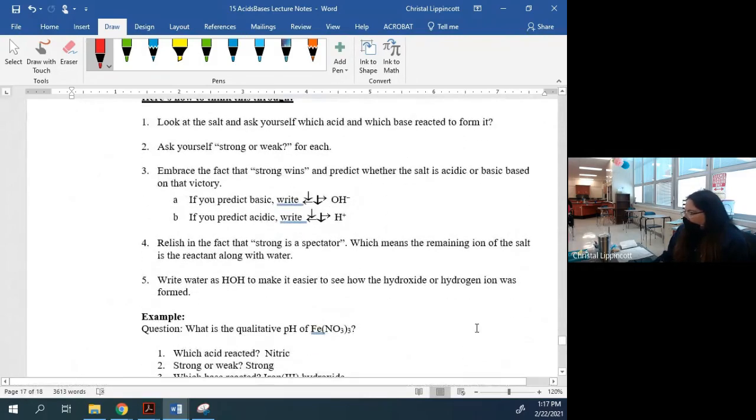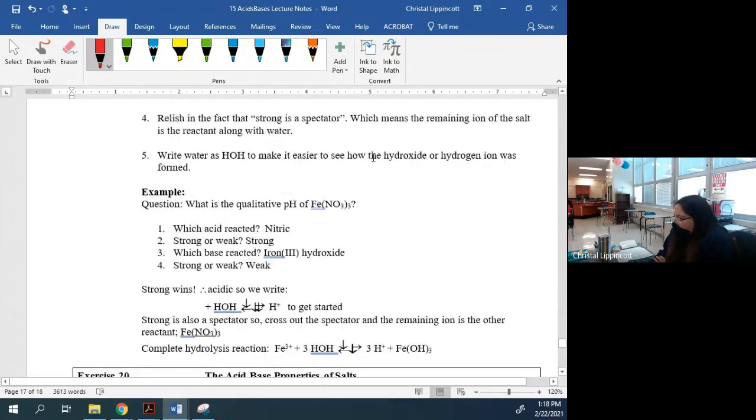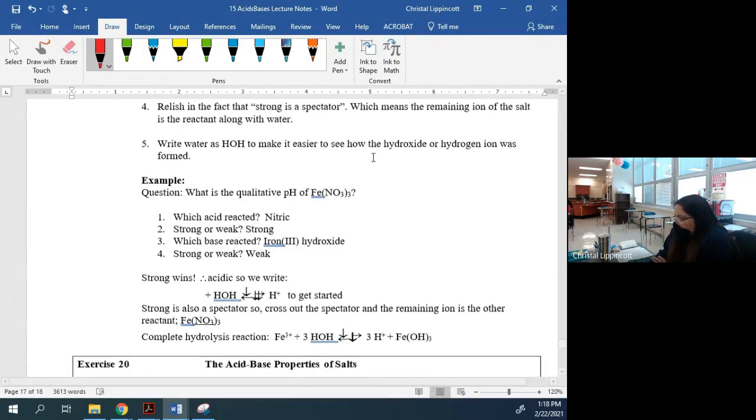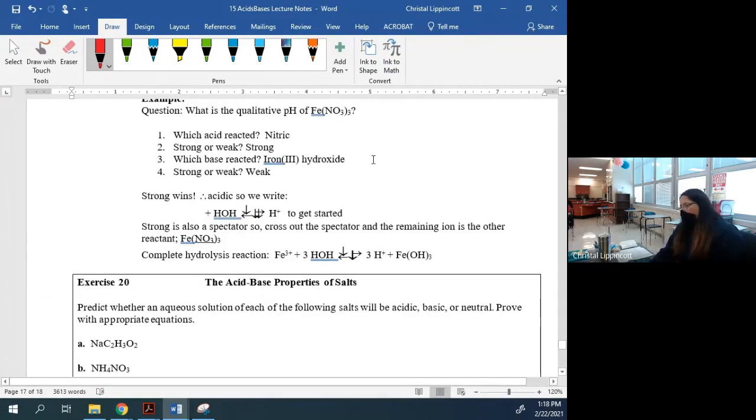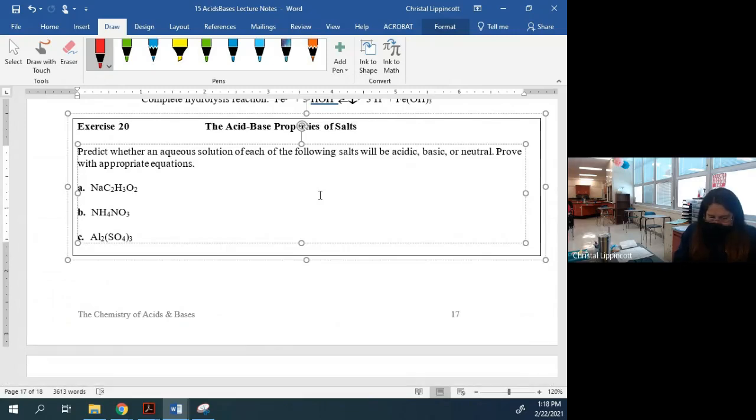So look at the salt, ask yourself which acid and which base reacted to form it. Okay. Ask yourself, was it a weak or a strong? And embrace the fact that strong wins. Okay. So predict either the salt is acidic or basic based on that victory. And the strong is a spectator, which means that it's not going to be part of it. And then you're going to look at which one reacted. We'll go through some examples here. I think it makes sense just to go through the examples.